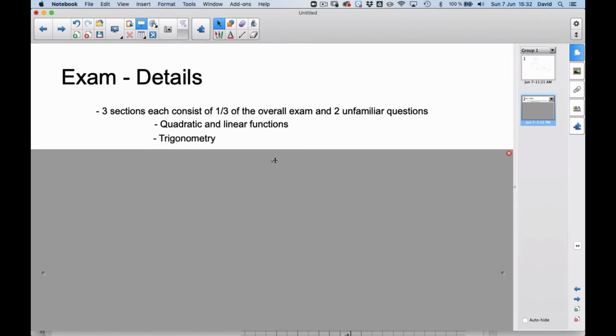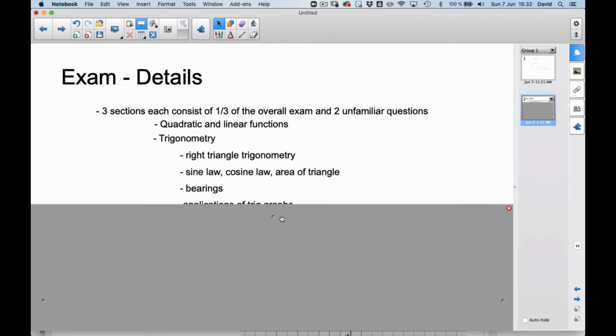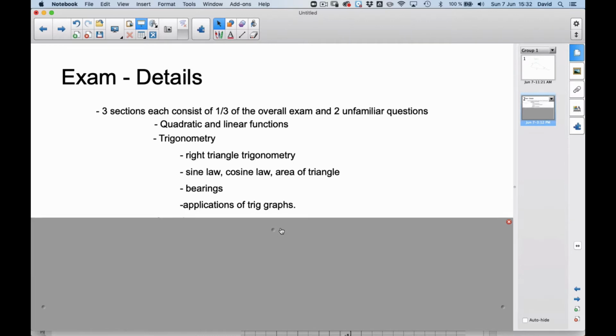Also, trigonometry. And in trigonometry, there are really 4 different aspects. We have right triangle trigonometry, that's just plain sine, cosine, tangent when there's a 90-degree angle. When it's not a 90-degree angle, you can use the sine law and the cosine law plus area of a triangle. And bearings can be in either of these scenarios. And then finally, it's the applications of trig graphs. When you have periodic motion, like a circle going around a Ferris wheel, you can expect questions on those.